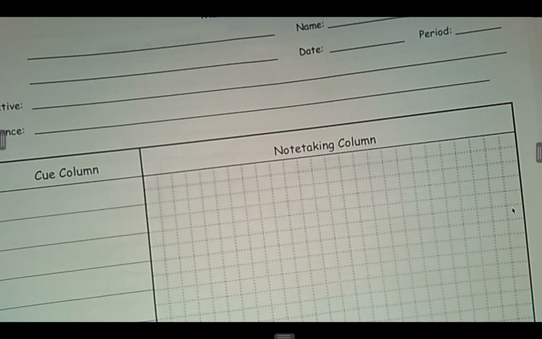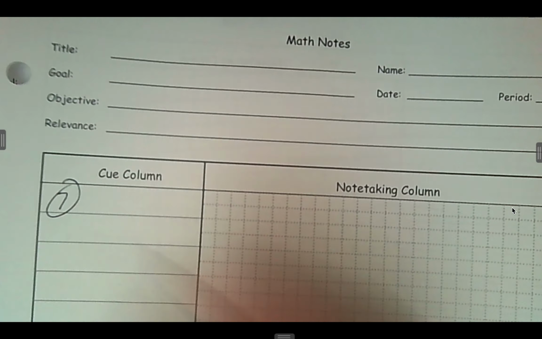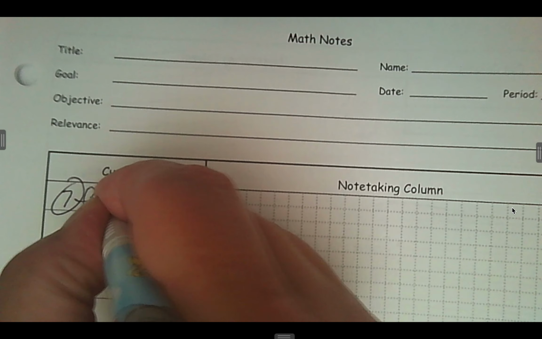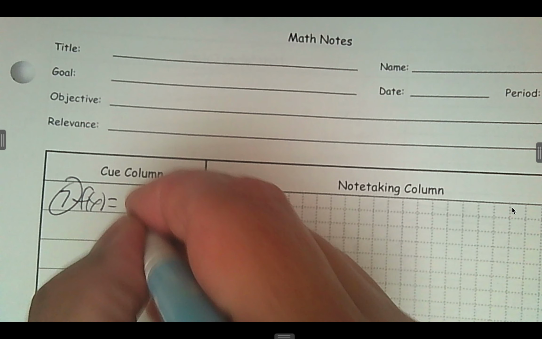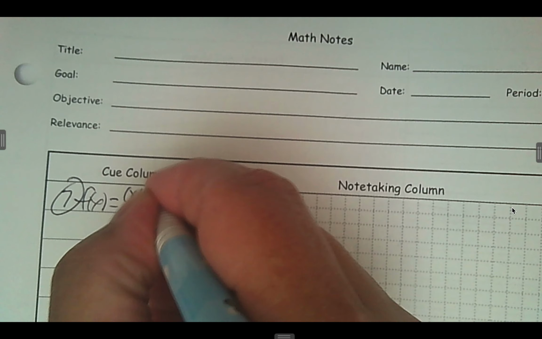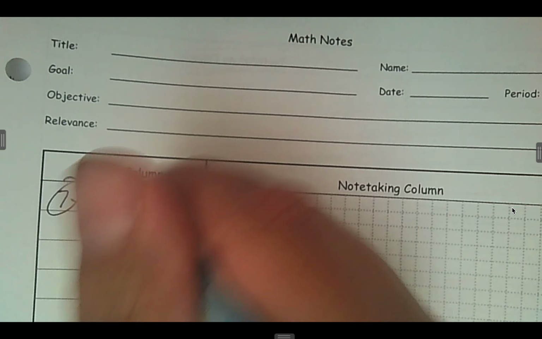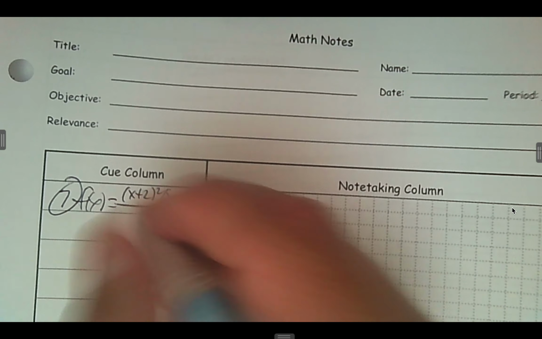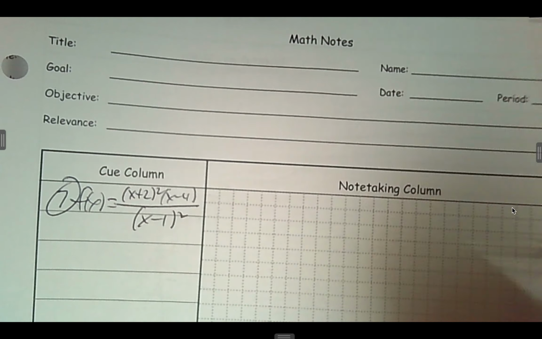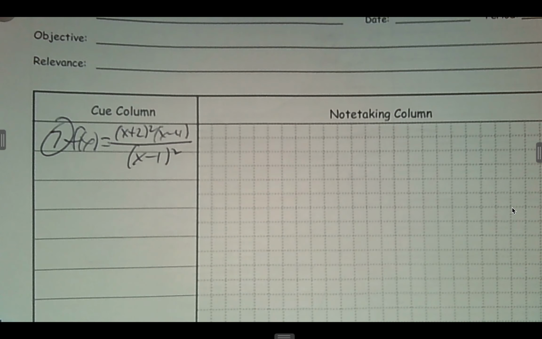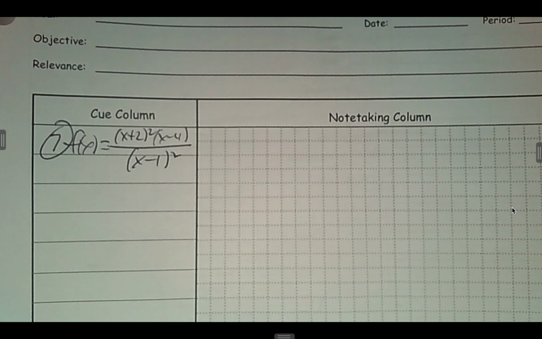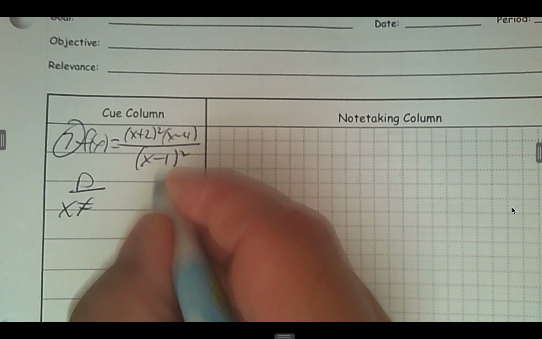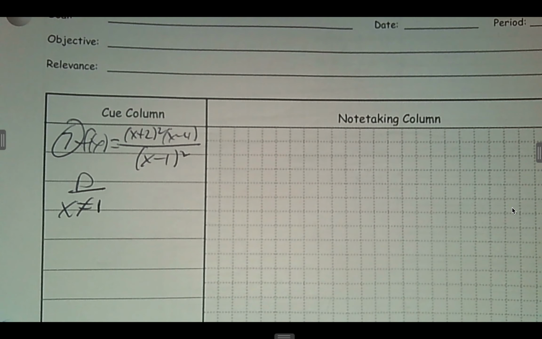Number 7. Another rational. So that's (x plus 2) squared, (x minus 4), over (x minus 1) squared. So the first thing I look at when I look at this is, is there anything removable here for a hole? And there isn't. So the domain comes from the denominator. I can see that x can't equal positive 1.